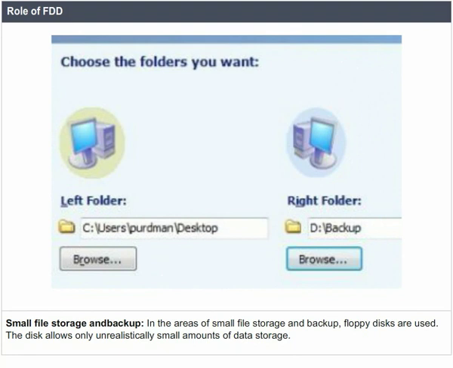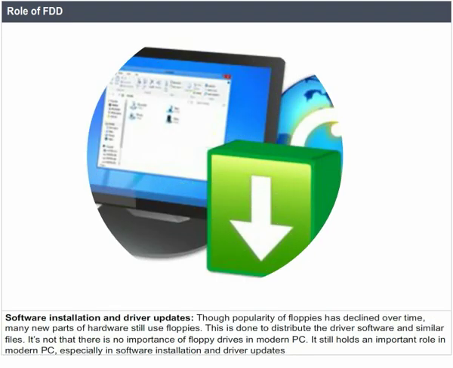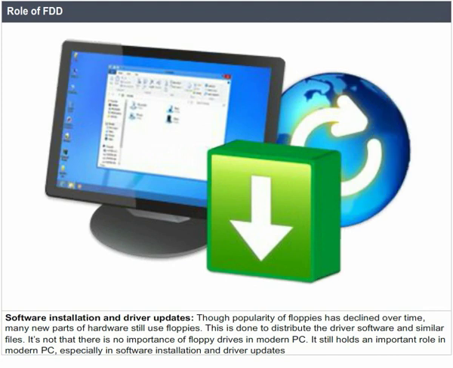Small file storage and backup. In the areas of small file storage and backup, floppy disks are used. The disk allows only unrealistically small amounts of data storage. Software installation and driver updates. Though the popularity of floppies has declined over time, many new pieces of hardware still use floppies. This is done to distribute the driver software and similar files. It's not that floppy drives have no importance in modern PCs. They still hold an important role, especially in software installation and driver updates. Operation of FDD.